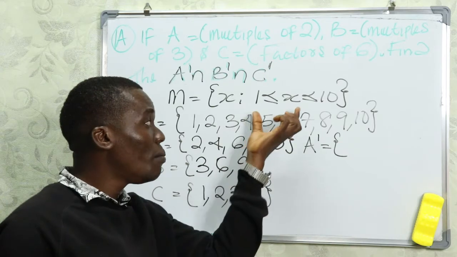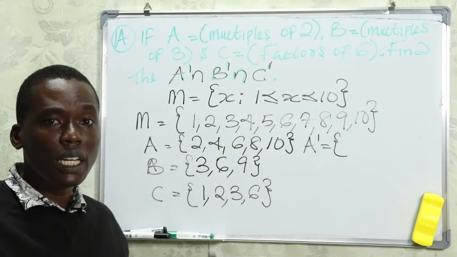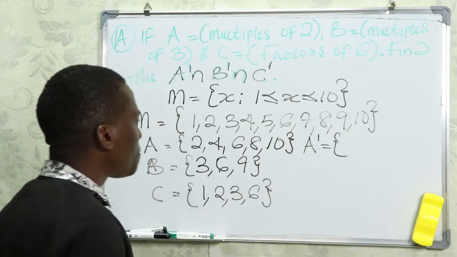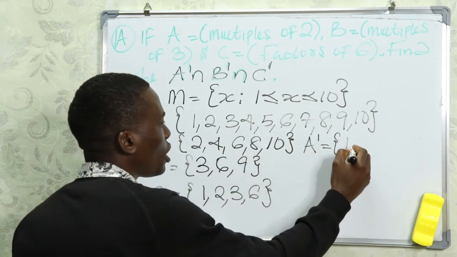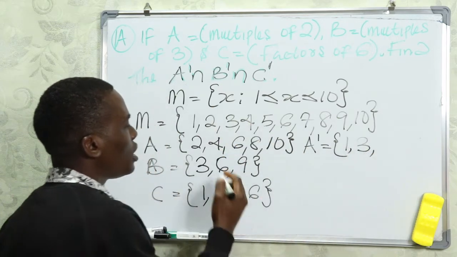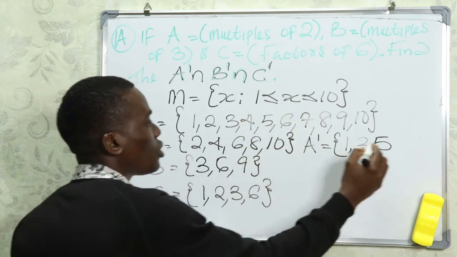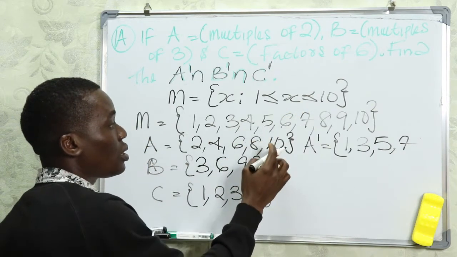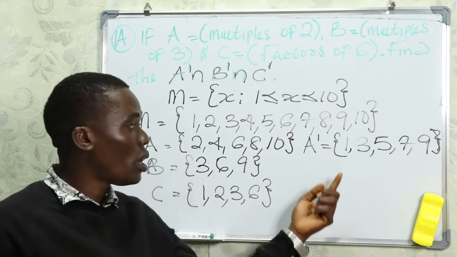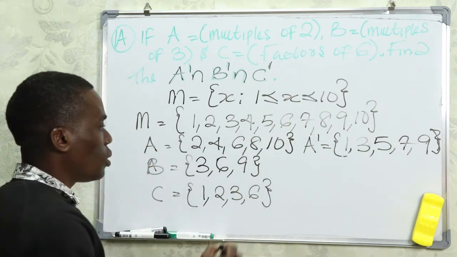Now A prime are the elements that are found in the universal set, but they are not found in set A. Let's isolate those elements. 2 is found in set A, so 2 is not included in A prime. 1 is included, 4 is not included, 3 is included, 6 is not included, 5 is included, 8 is not included, 10 is not included, 7 is included, and we also have 9. So all these are elements of A prime: we have 1, 3, 5, 7, 9. And if you check very well, you'll find out that these are in the universal set.